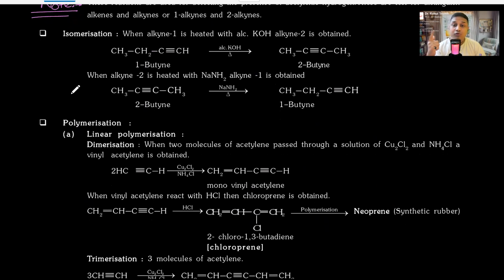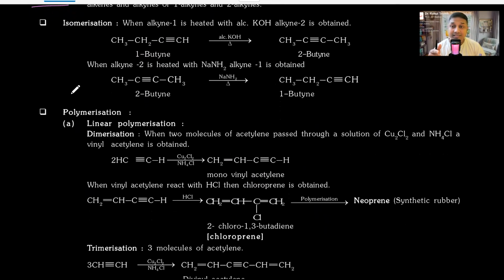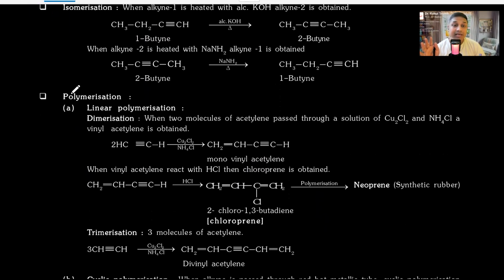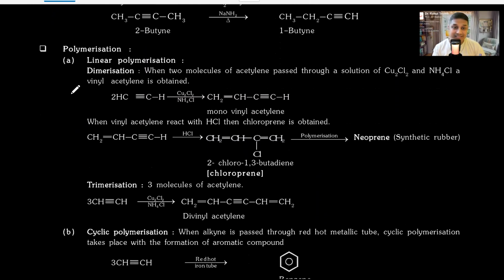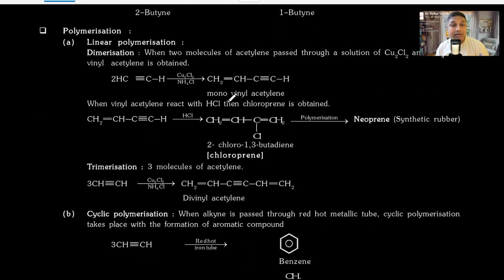So what all we have seen so far? We have seen addition reactions, 2 types: electrophilic addition, nucleophilic addition. We have seen oxidation type of reactions, and then we saw recently substitution reaction, then isomerization reactions. All these alkynes are undergoing. And then finally polymerization reaction. That means even triple bonds can also polymerize. Yes, they can, and this is called dimerization.